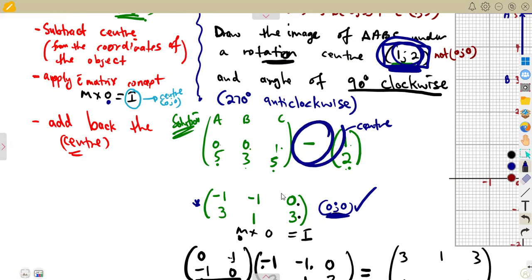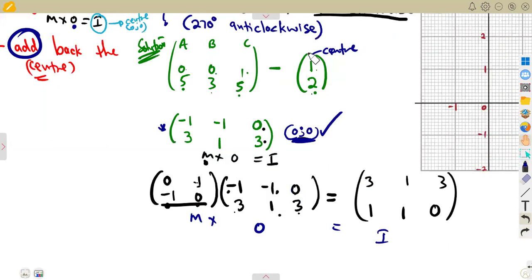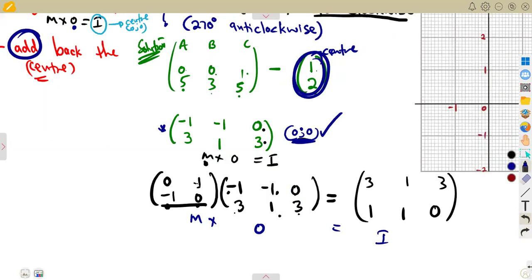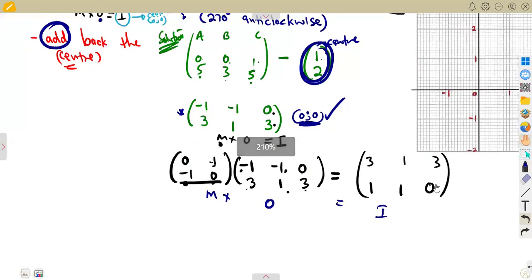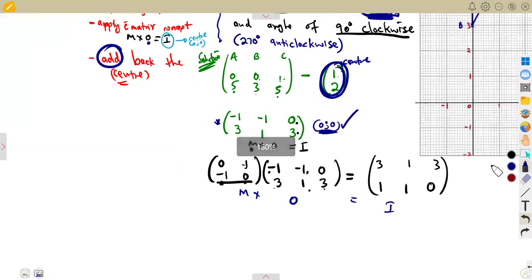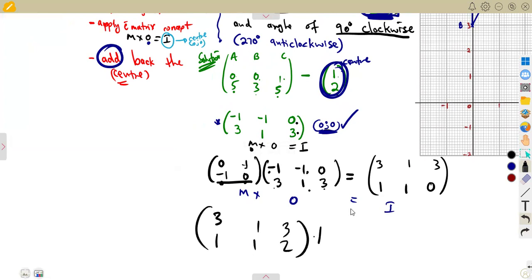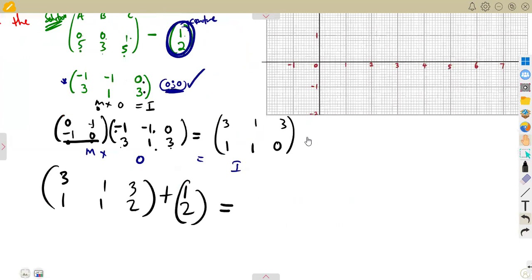So we have to add that center that we subtracted before. We remember we removed it. Now we have to add it back. The same center that you subtracted, this one, 1, 2. You add it to your final answer, the one that you are saying is now your image. You must add back that center. So here we have 3, 1, 1, 1, 3, 2. We add our center back, which is 1, 2. By doing this, we are now obtaining the exact image.